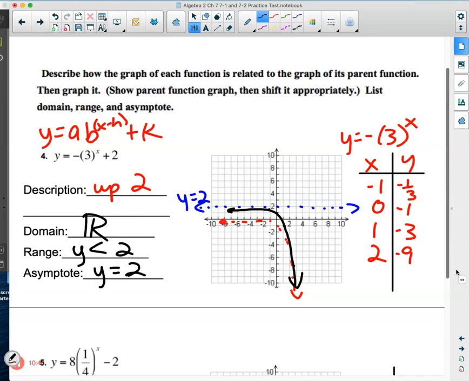Describe how the graph of each function is related to the graph of its parent function. Well, that was our up 2. Graph it. Did that. Show the parent function graph, then shift it appropriately. Of course, that's how we graph them. List domain, range, and asymptote. Check. We got it all.